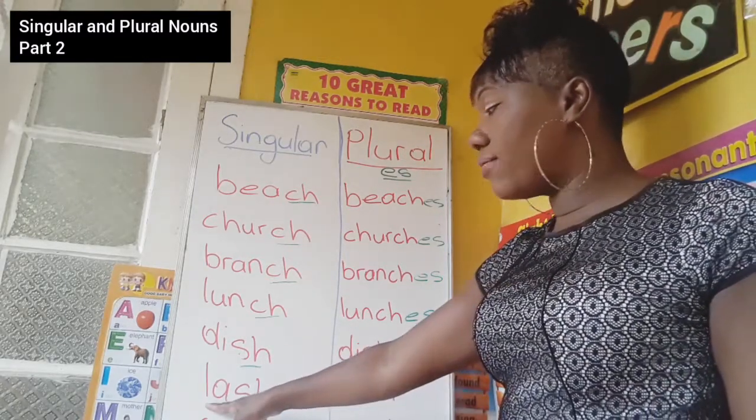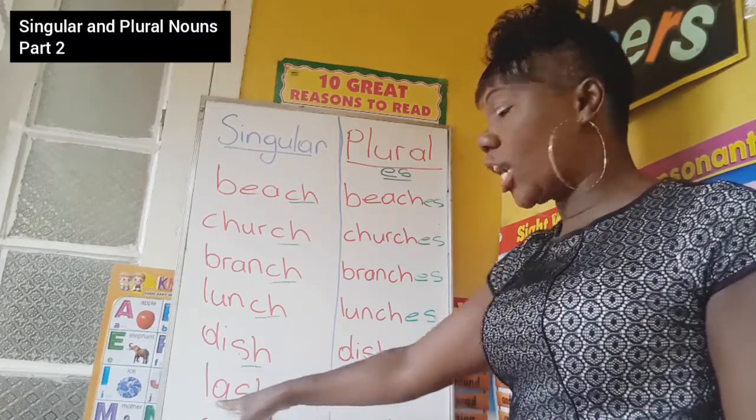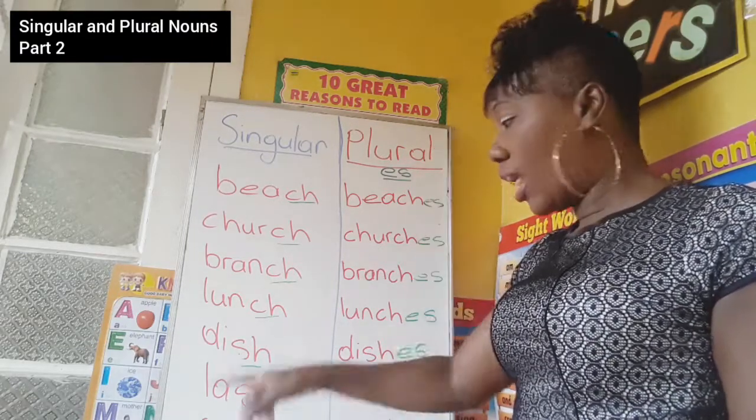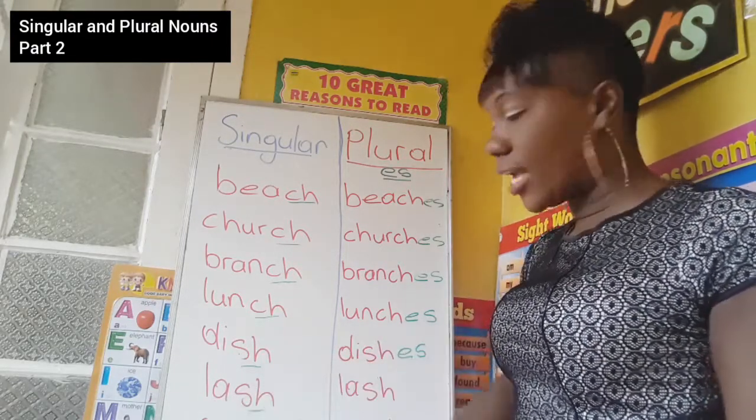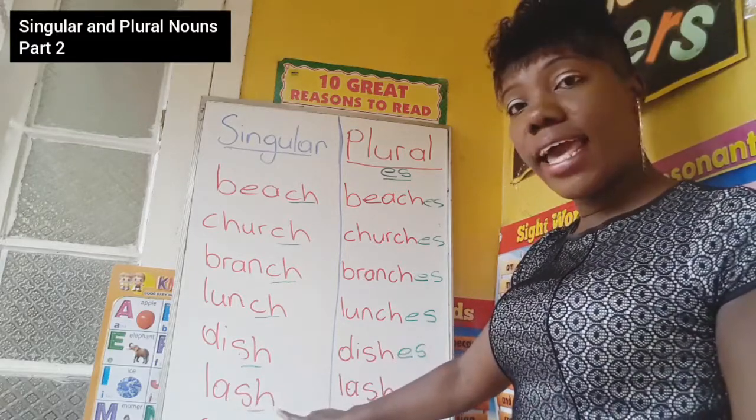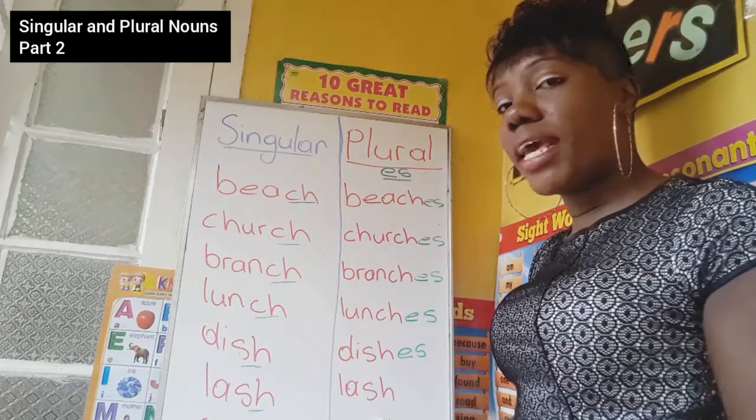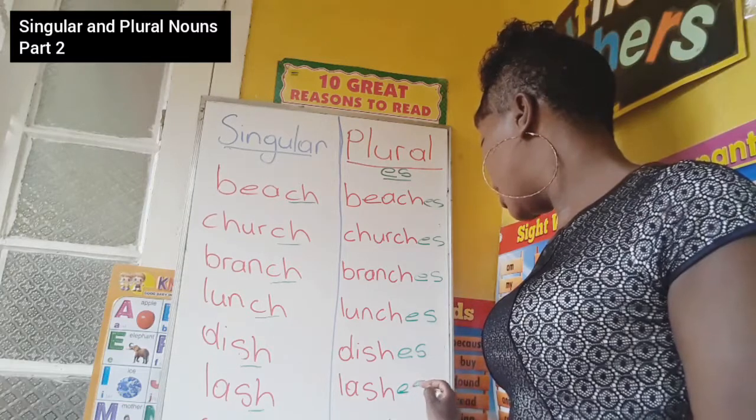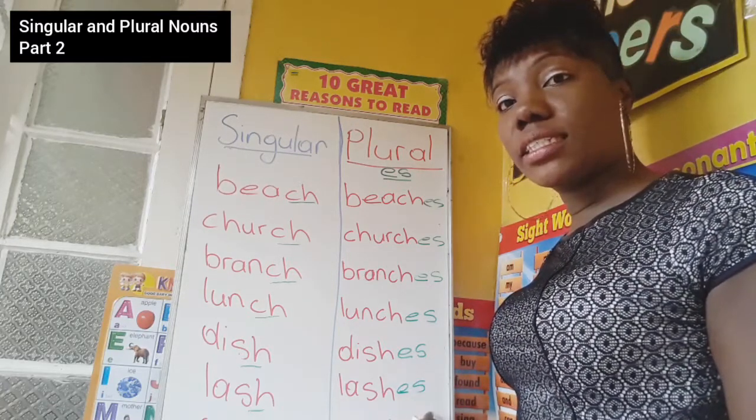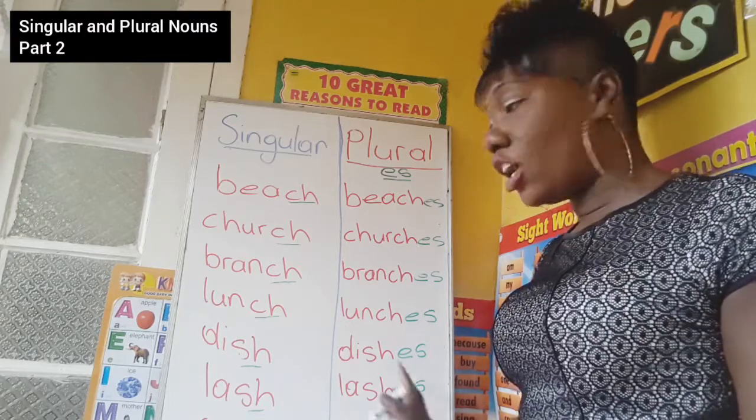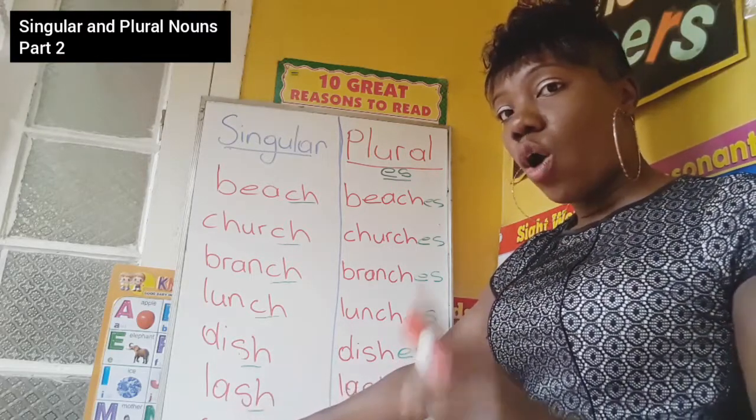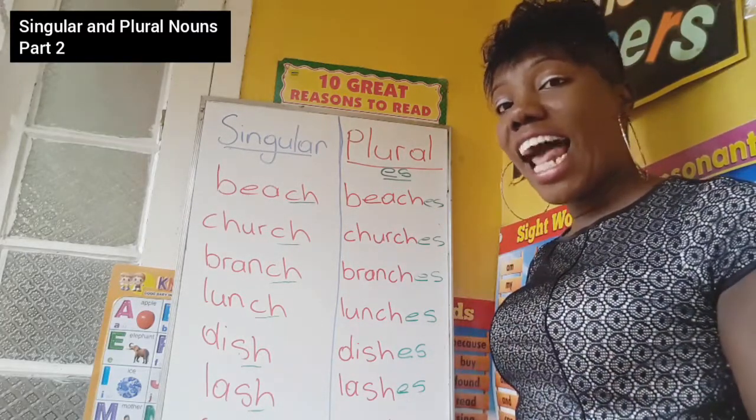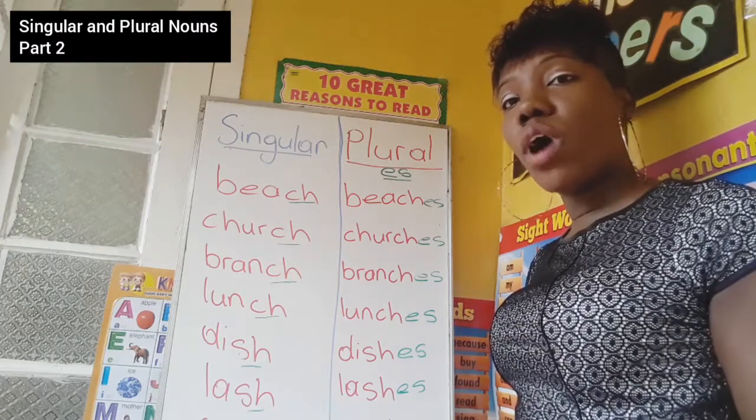And down here we have lash. Like your eyelash. And it ends with S and H. So what do we have to add to make it plural? E and S. So it is now lashes. Over here it is lash, one lash, singular. And over there now it becomes lashes. So it is more than one.